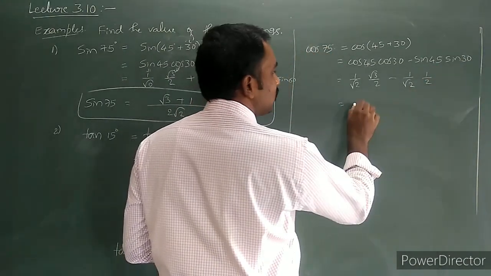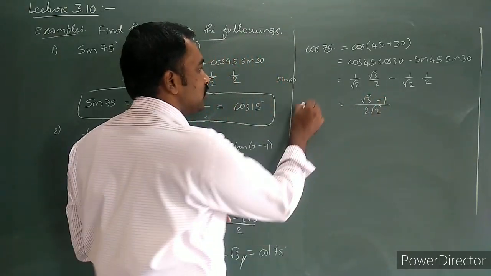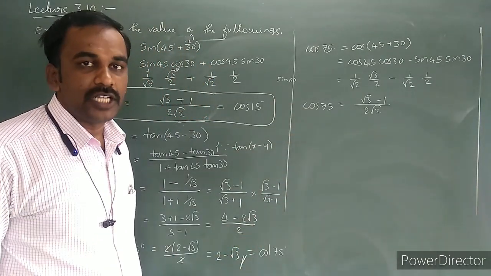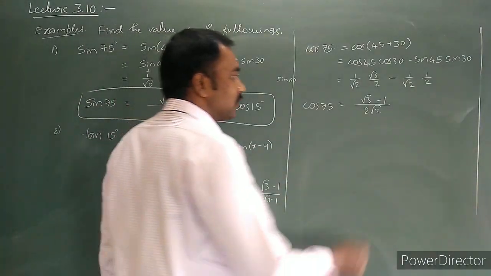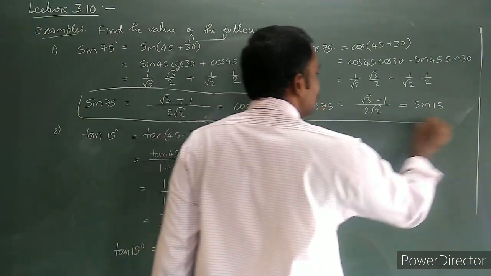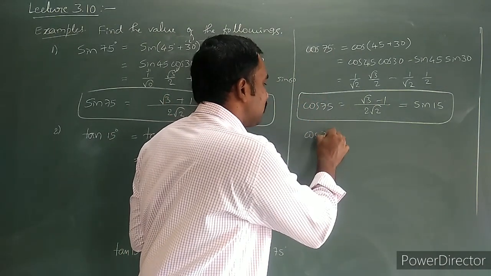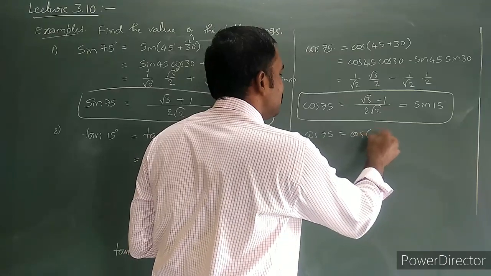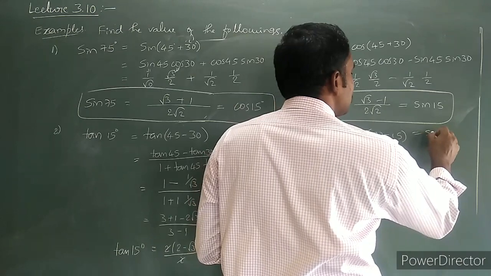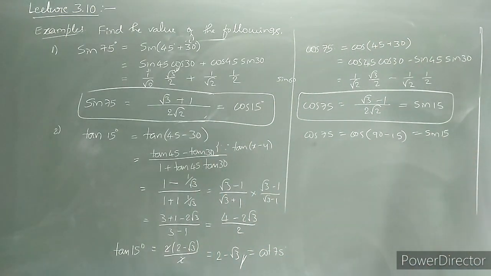What is the result? 2 into root 2 is the denominator, and the numerator is root 3 minus 1. So what is the cos of 75? Cos 75 value is root 3 minus 1 divided by 2 root 2. This value is the same as the sin of 15 degree, because cos 75 can be written as cos of 90 minus 15. What is the cos of 90 minus theta? Sin theta. So it is sin of 15. Cos 75 value is equal to the sin of 15.